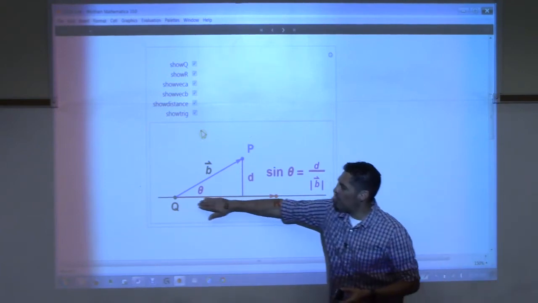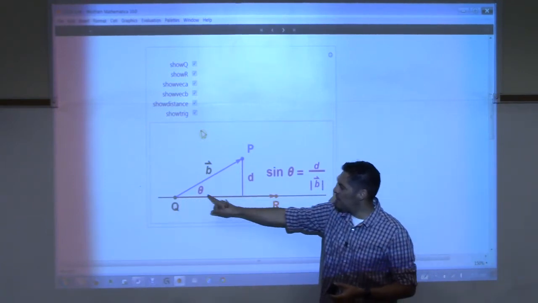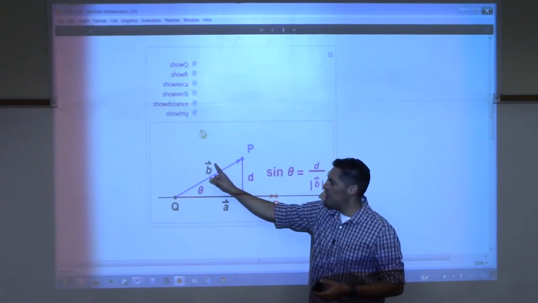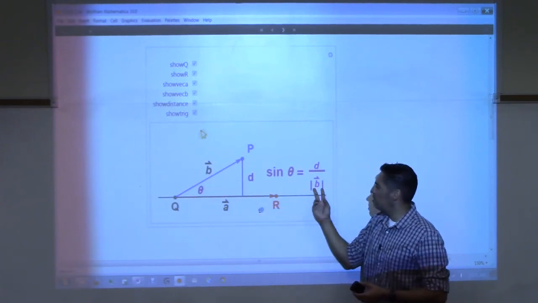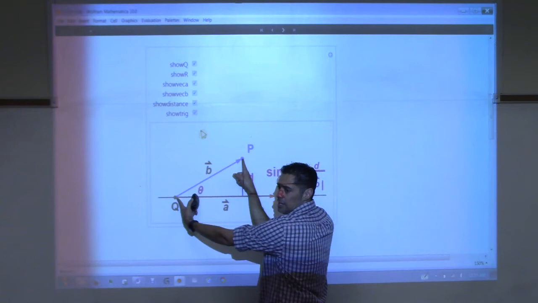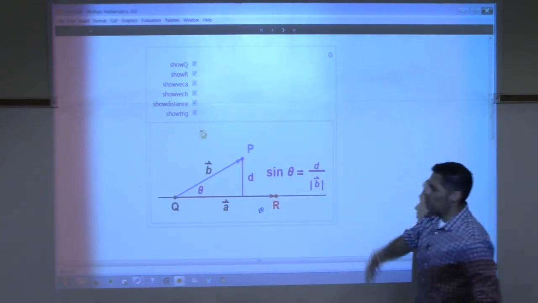Okay, so I'm not even working with this side at all. Sine is going to be opposite over hypotenuse. B is a vector, but its length is the actual length here, isn't it? So do y'all agree with that?